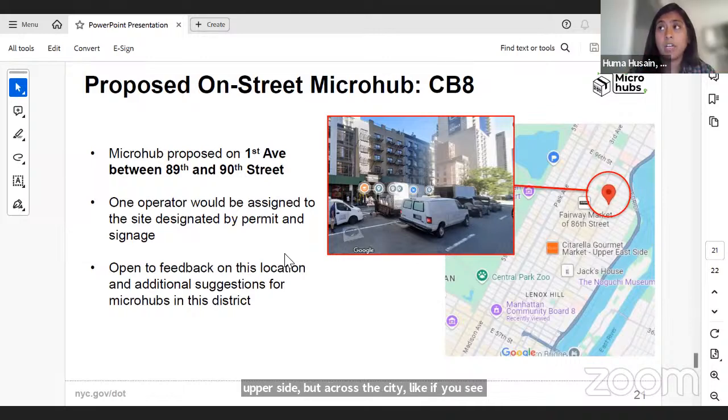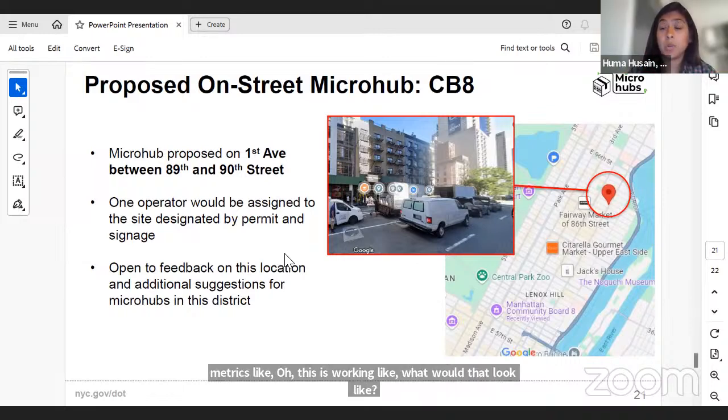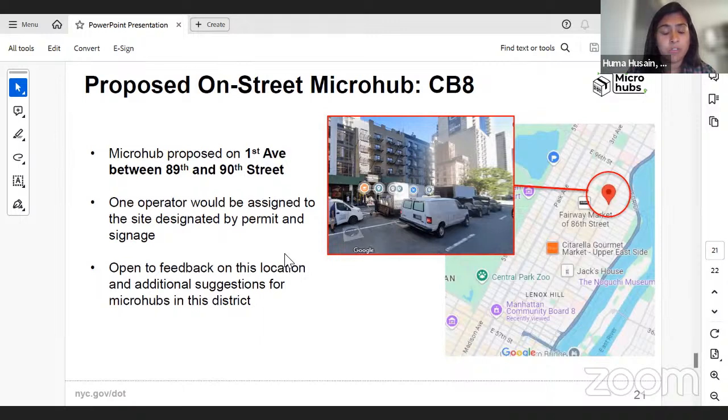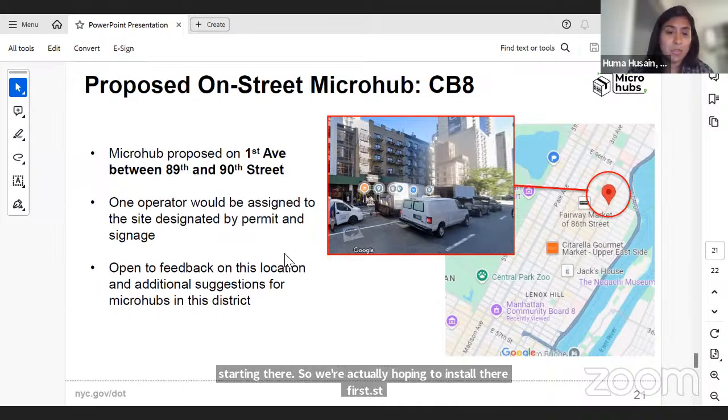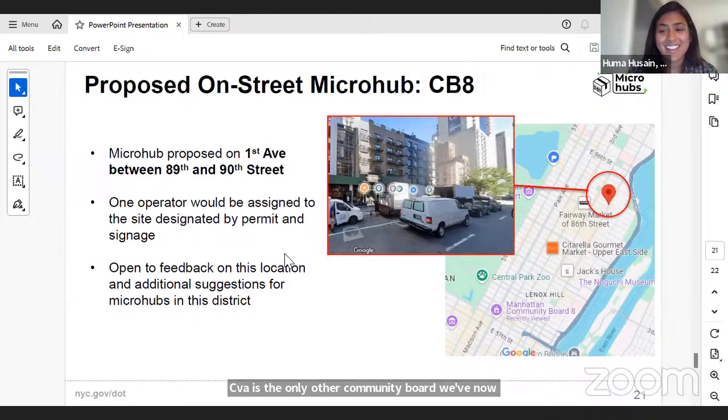Yeah, so like I said, we were looking at 20 to start, and we've identified certain neighborhoods that have expressed interest. I don't know if you're familiar with the Smart Curbs pilot on the Upper West Side, but that's an area where the Microhubs pilot had already been socialized, so we're starting there. So we're actually hoping to install there first. CB8 is the only other community board we've now talked to in Manhattan. So congrats on being the second.